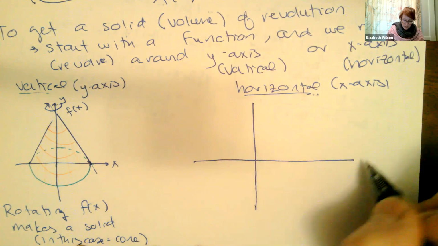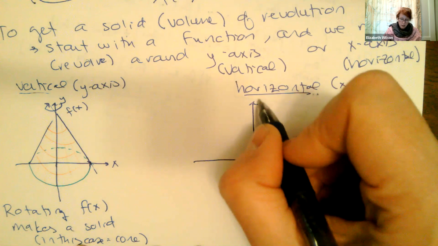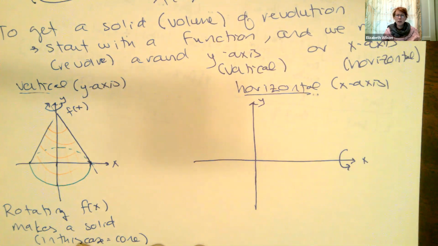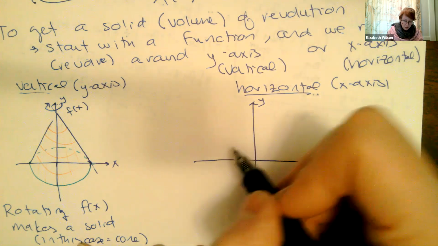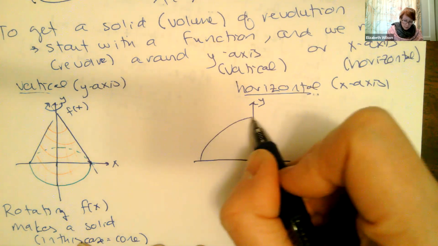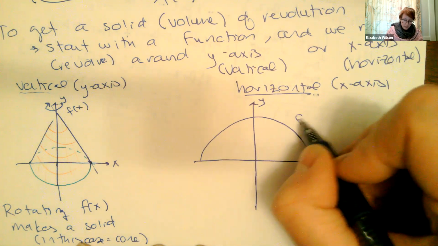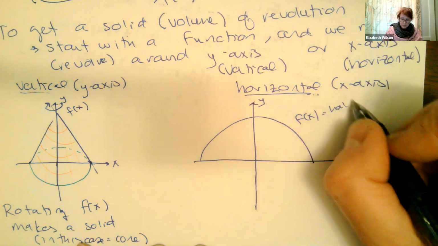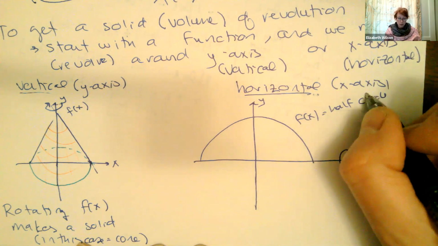So here's my x-axis and my y-axis. Now we said we're going around the x-axis. I'm going to make a little note: we're going to tell you in the problem which axis we're going around. So let's say I've got this function, so this is f of x. In this case, it's going to be like half of a circle. I just happen to be making geometric shapes here, just to show you.